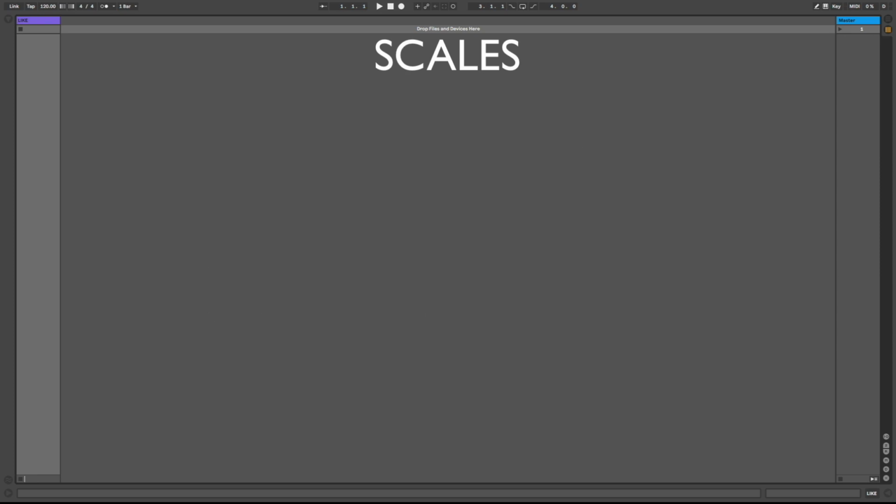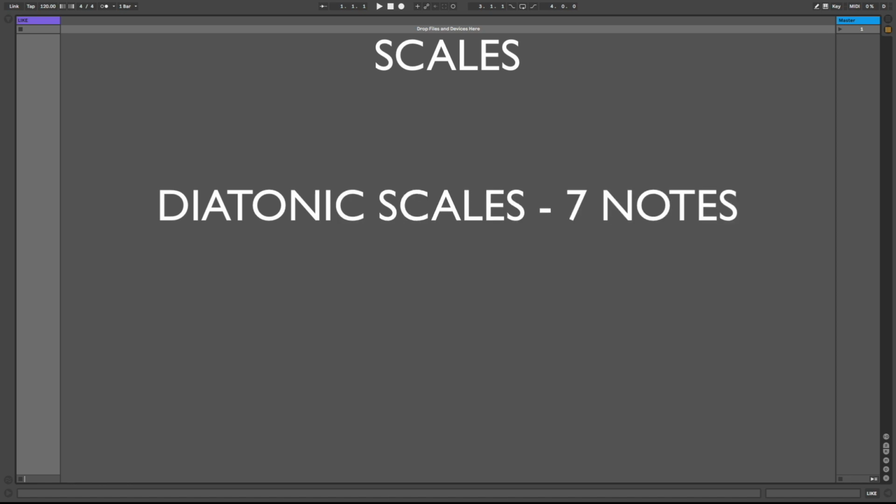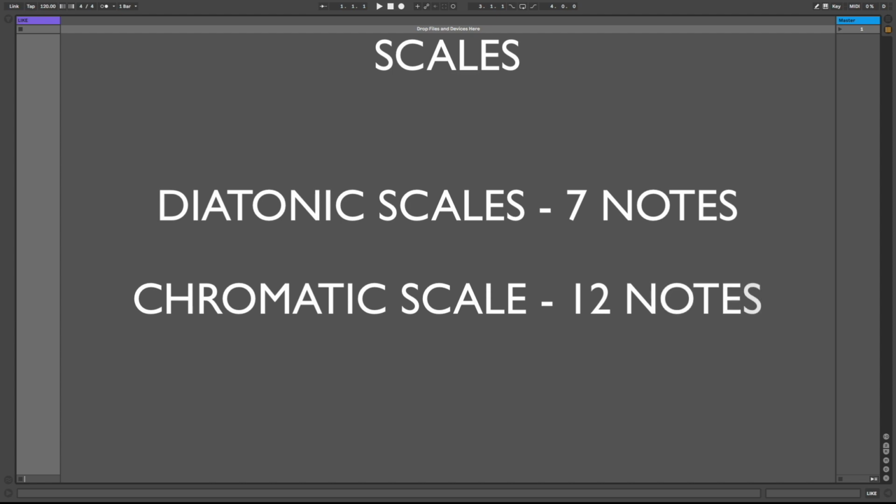The most common types of scales are known as diatonic scales. Diatonic scales are made up of 7 notes. However, there are many more types of scales which are made up of 5 notes, 8 notes, and even a scale known as the chromatic scale, which contains every one of the 12 notes available in Western music.